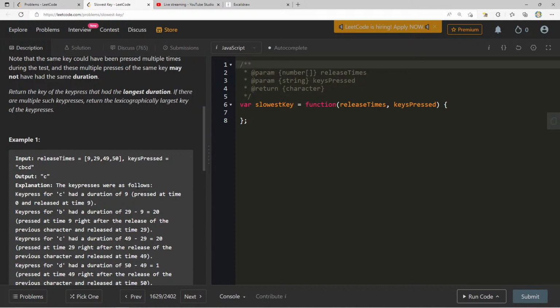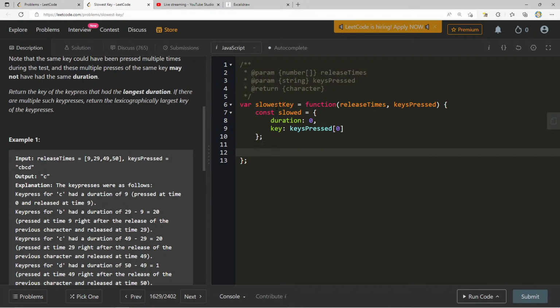So it seems to me, let me see, key press C had a duration of 9, pressed at time 0 and released at time 9, and 29 minus 9, 49 minus 9. Okay, so let's think about this. I think here we can keep track of, what if I said const slowest, where we had a duration of 0, and we also had the key. Maybe the key initially will be keys pressed at 0.